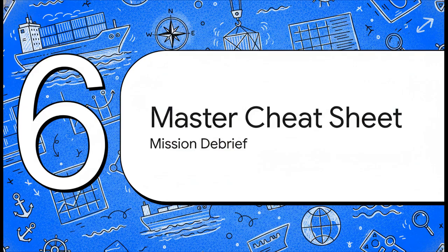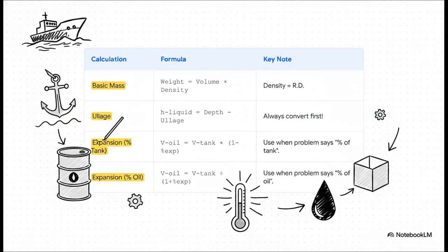Let's do a quick debrief and pull all this together in one simple, powerful tool you can use anytime you need it. And here it is, your master cheat sheet. You've got your basic mass formula, you've got the critical reminder to always convert ullage to liquid height first, and, most importantly, you've got the 2 expansion rules laid out side by side, telling you exactly when to multiply and when to divide. Seriously, screenshot this, write it down, keep it handy. It's everything we just covered.